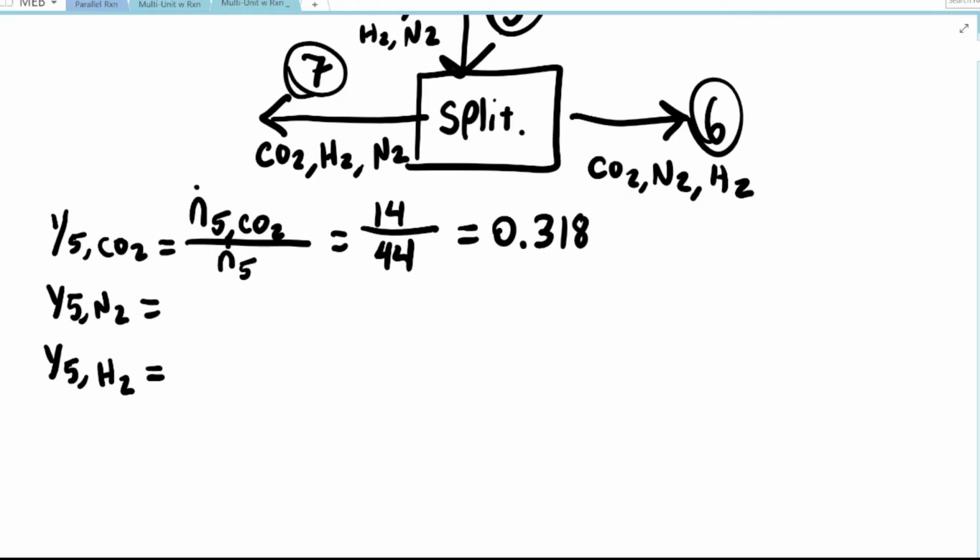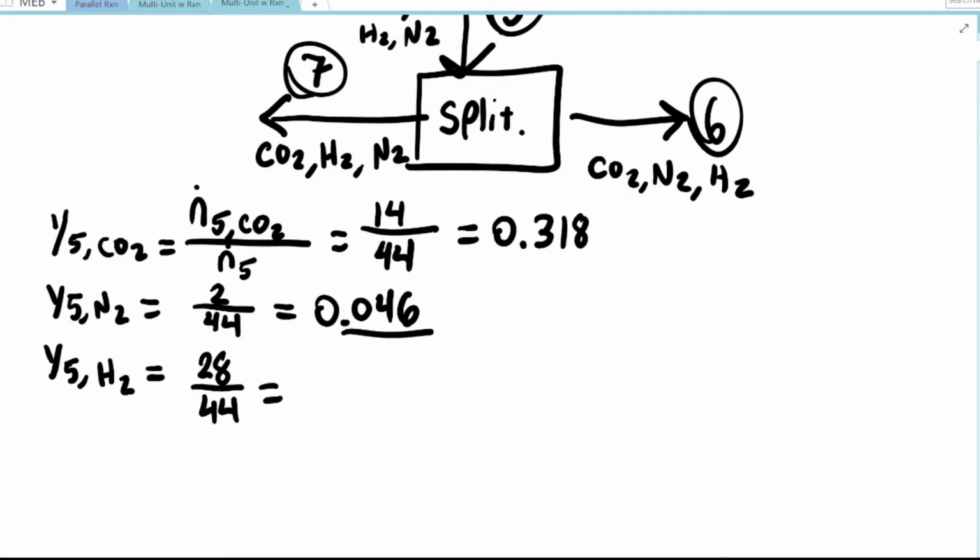From there, we get the nitrogen. That's going to be 2 over 44, which is equal to 0.046. I will say, for nitrogen, since we are rounding that one a little bit extra, some of our final values may be a little bit off from what the true answers are, but for the sake of the video, we're going to say that this is good enough. And for hydrogen, we've got 28 divided by 44, giving me a mole fraction of 0.636.